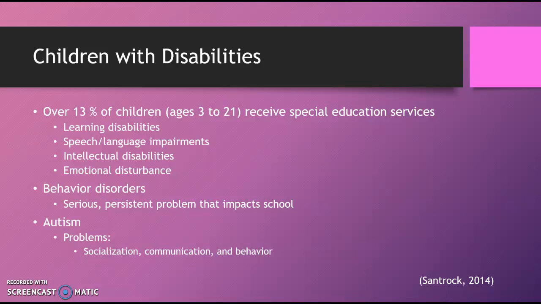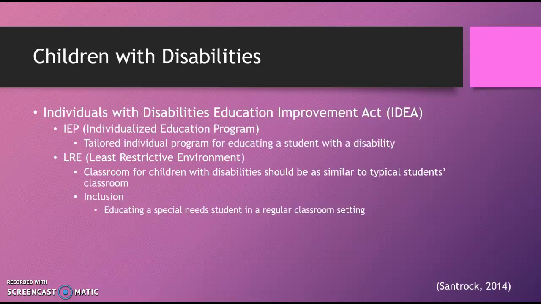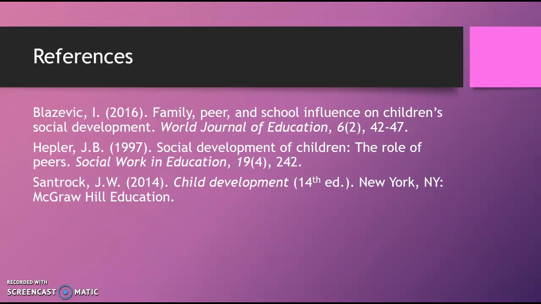Autism impacts socialization, communication, and behavior. The Individuals with Disabilities Education Improvement Act is a law that went into effect which gives children with disabilities rights. An IEP is a tailored individual program for educating students with disabilities, and least restrictive environment should always be used. That just means that a child should be in a classroom similar to a typical student's classroom. The ultimate goal would be inclusion, which is educating a special needs student in a regular classroom setting or as close to that as possible. Those are the references.